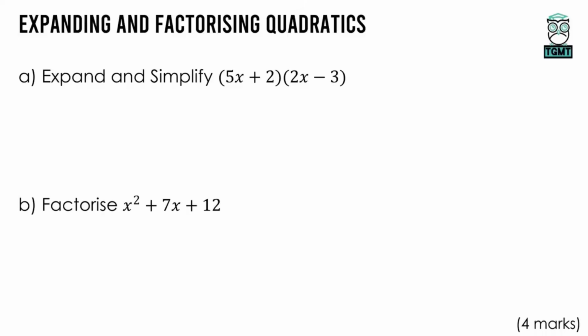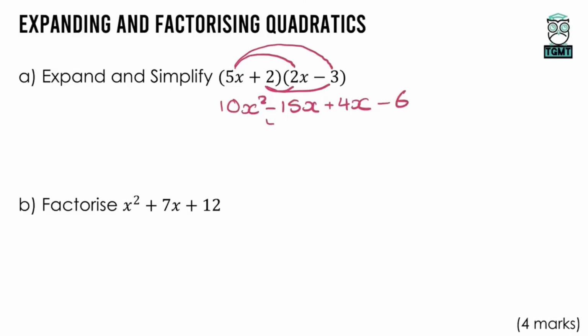And on to expanding and factorising quadratics. So here we're going to start with expanding and simplifying a double bracket. So we have 4 multiplications to do. We're going to first multiply the 5x by both pieces in that second bracket. 5x times 2x will give us 10 with x squared. And 5x times negative 3 is negative 15x. We can then move on to the 2, so 2 times 2x, and that's positive 2 times 2x, so positive 4x. And then positive 2 times negative 3 makes negative 6.